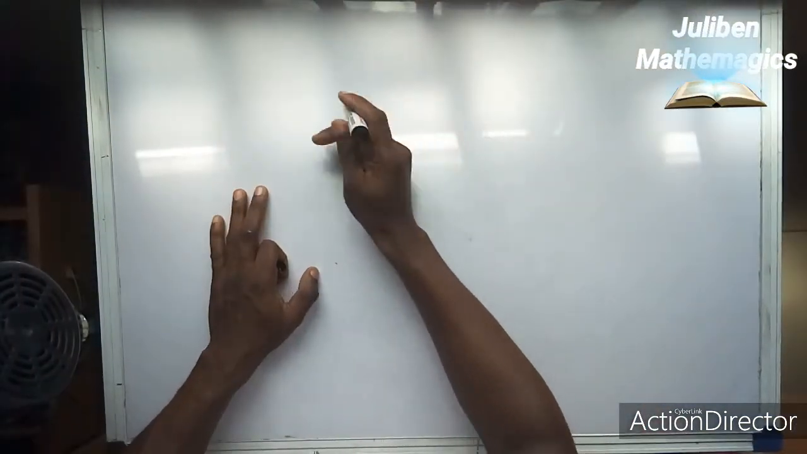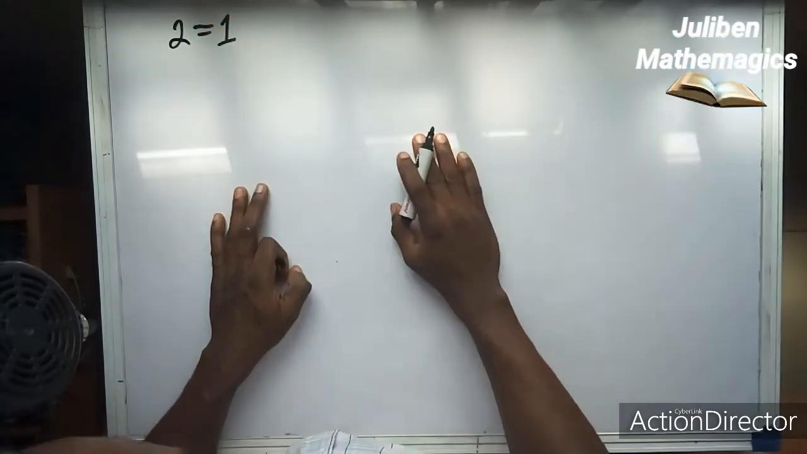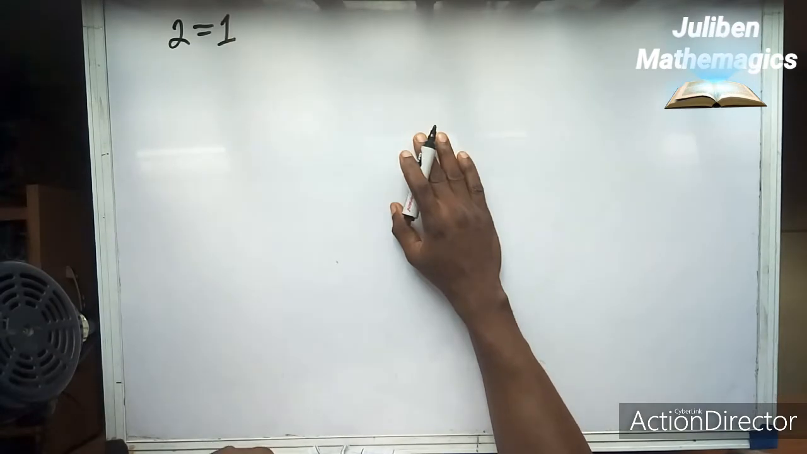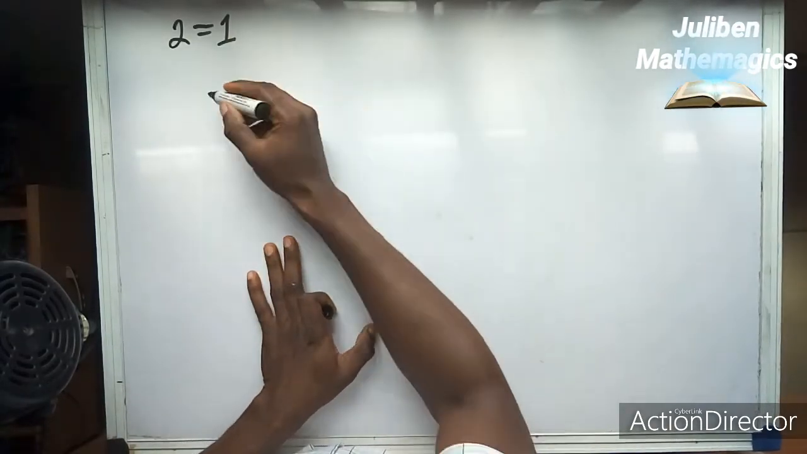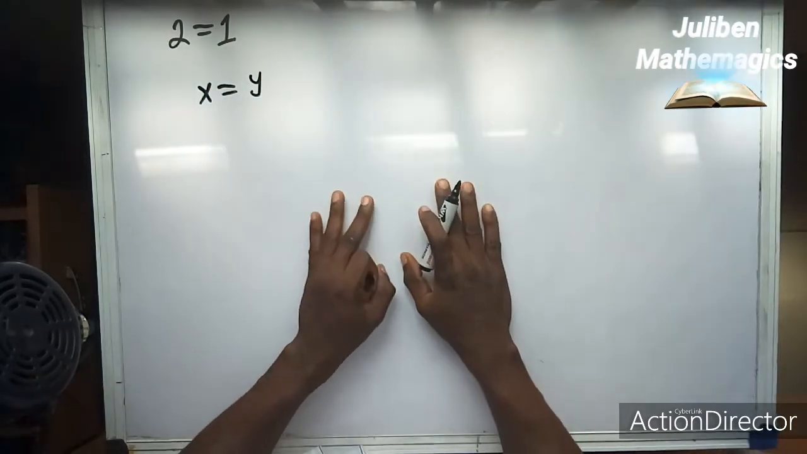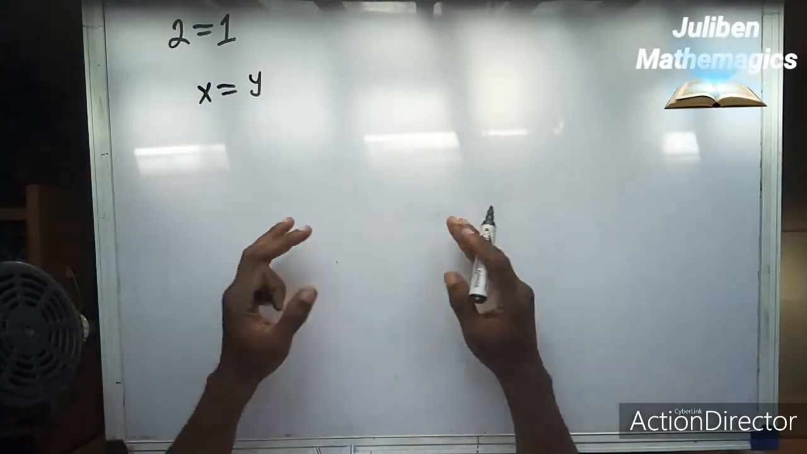Alright, in this video we're going to prove to you that 2 is equal to 1. That is exactly the target of this video. We are going to make a little assumption as usual. Let's assume that x is equal to y. X can be anything, y can be anything.